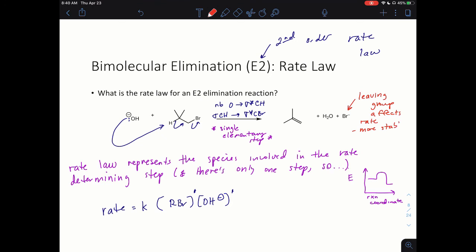So weaker base, faster rate of reaction. And we evaluate base strength through conjugate acid strength. Also, the stronger the base, the faster the E2. Okay, so those are the two main factors that we'll focus on in this class.